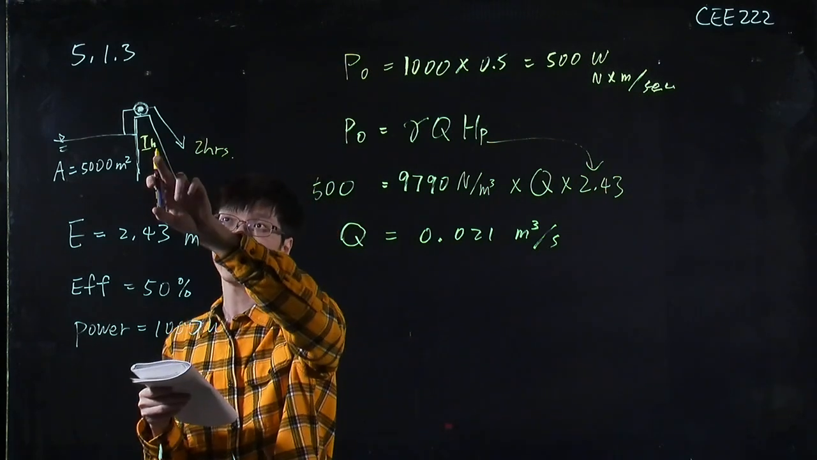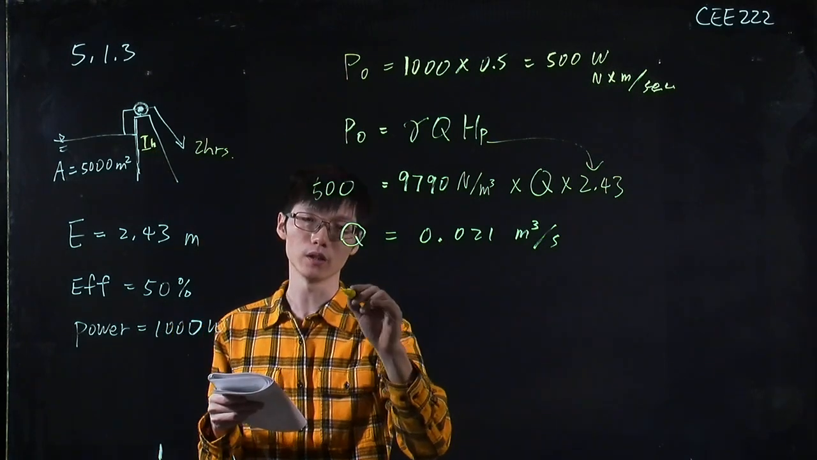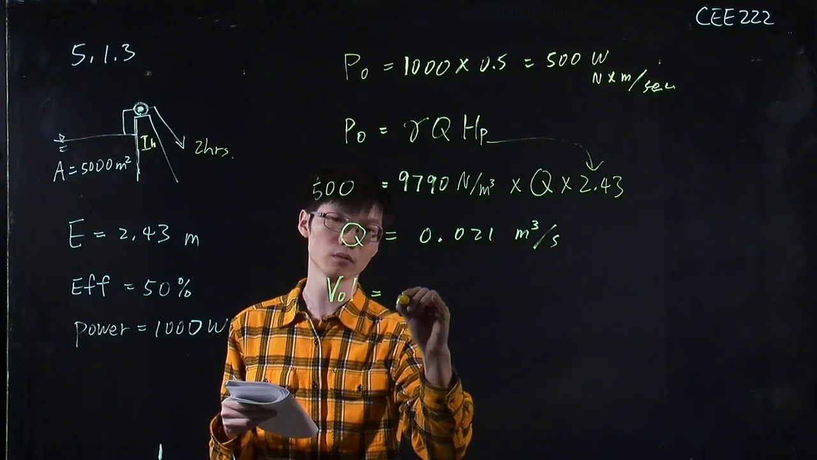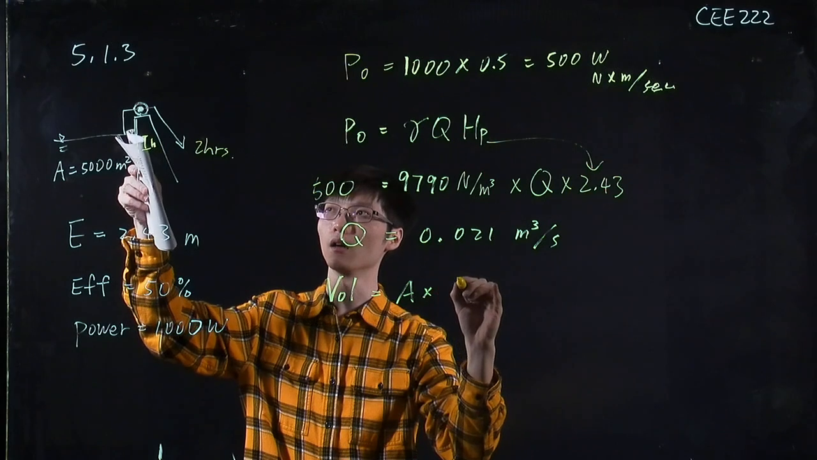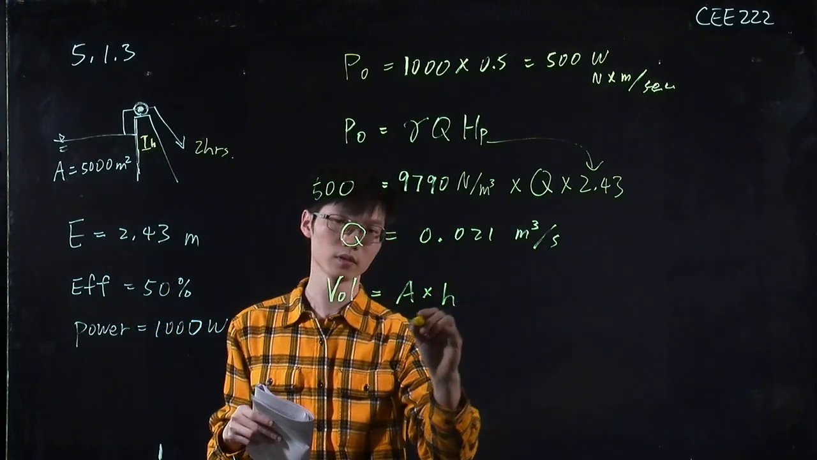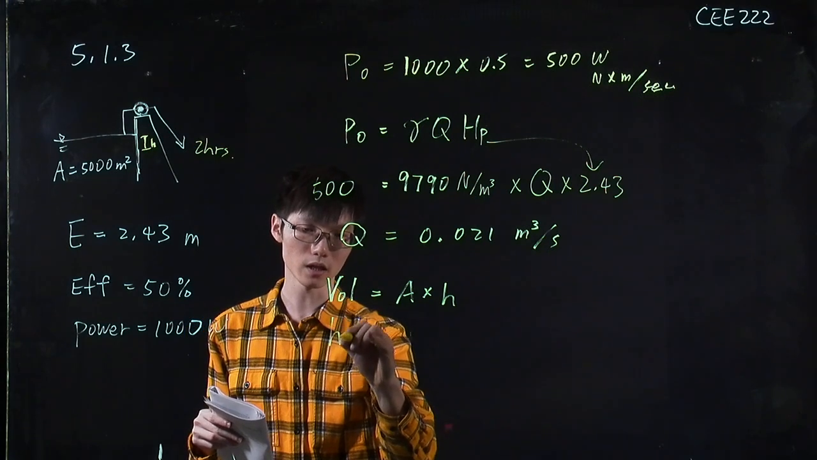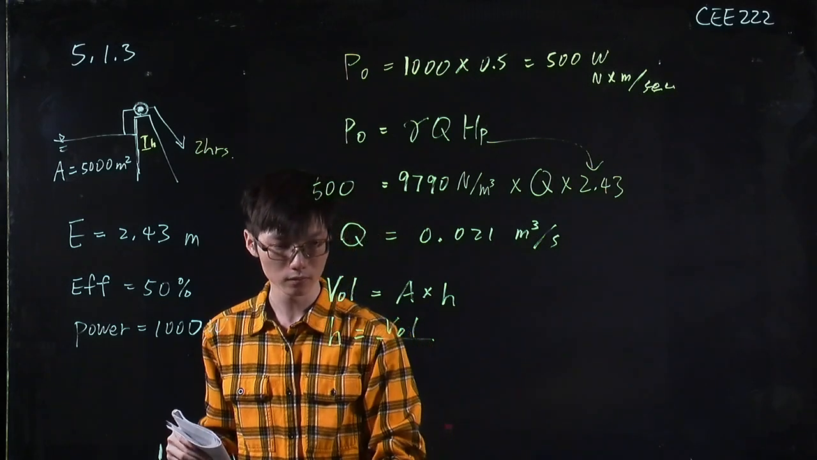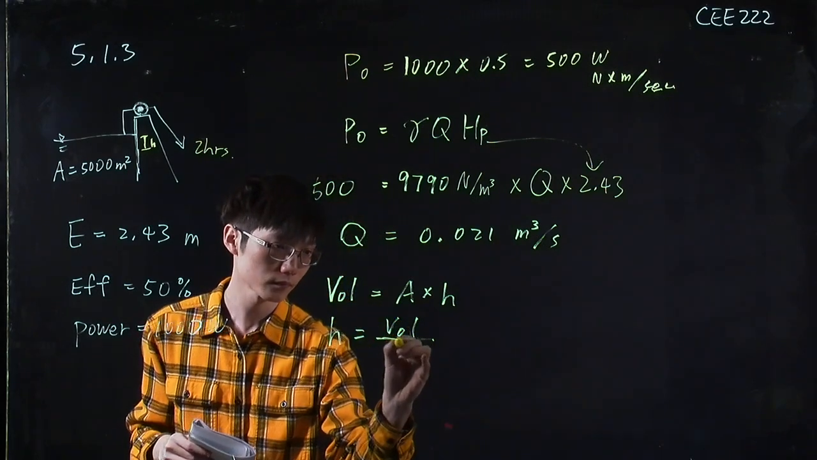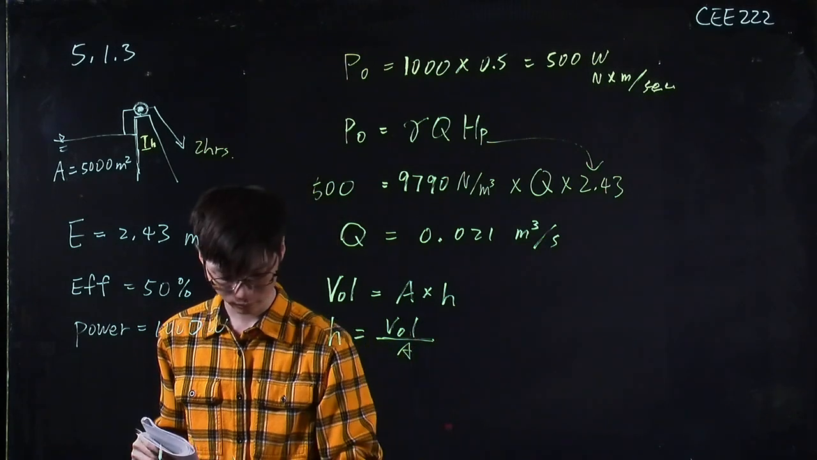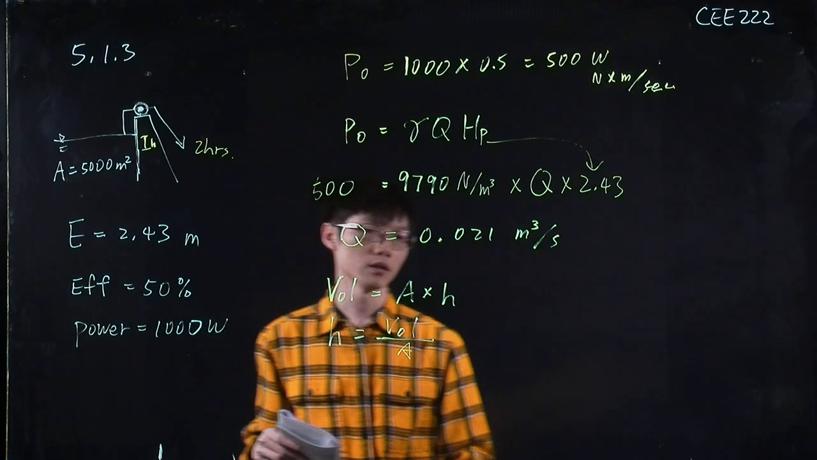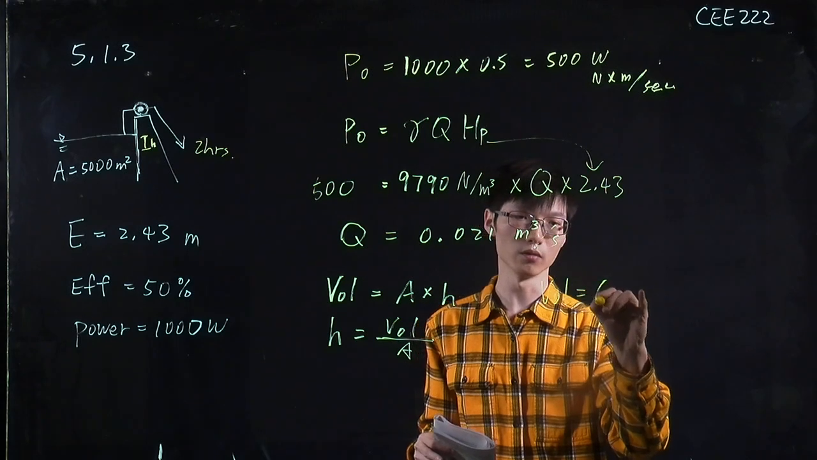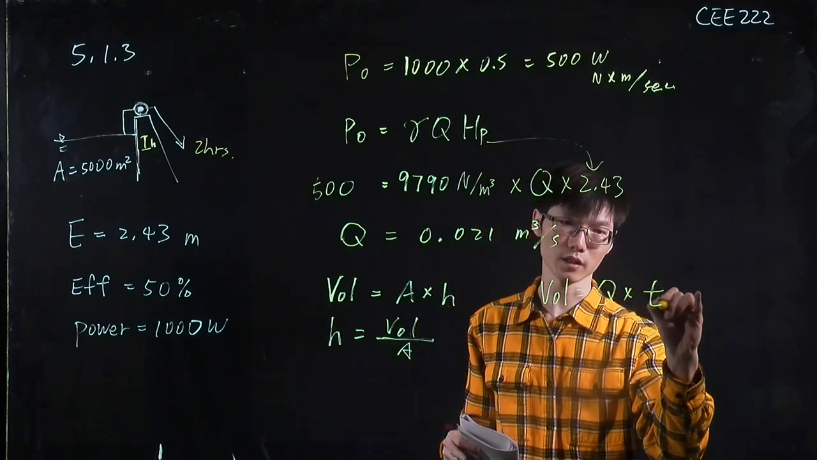And to calculate this H, the drawdown, we note the volume is equal to the area times the drawdown H. So in other words, we can calculate this H using volume divided by area. So how can we calculate the volume? Volume is equal to the flow rate times time.